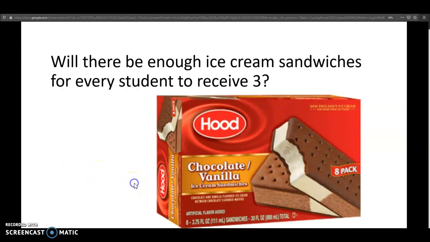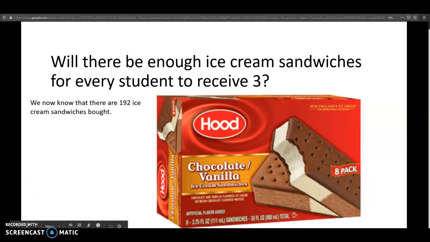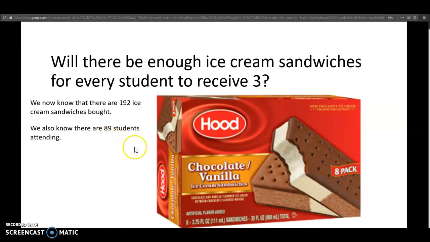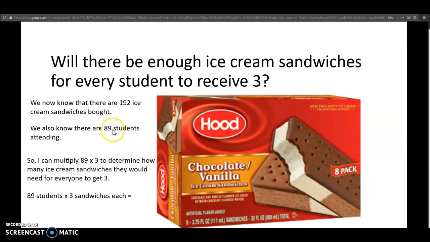That's a new thing I noticed, so here's a new question. Will there be enough ice cream sandwiches for every student to receive 3? We know there are 192 ice cream sandwiches that were bought, and we know there are 89 students going to be there. So we can multiply the 89 students by 3 to determine if there's going to be enough.